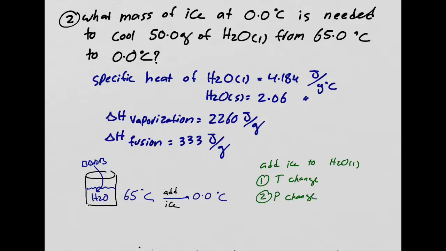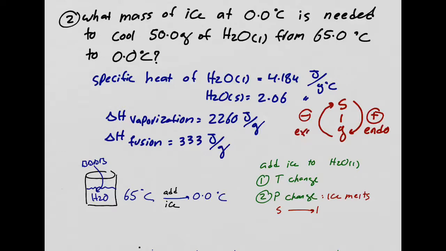So I'm also going to have a P change, a phase change, because the ice is going to melt. It's going to go from solid to liquid. Now, when the ice melts, is that an endothermic reaction or an exothermic reaction? If you remember, I asked you last time that every time you're doing a phase problem, write this down. Solid, liquid, gas. When you come down, that's an endothermic reaction. And when you go up, that's an exothermic reaction. Okay?